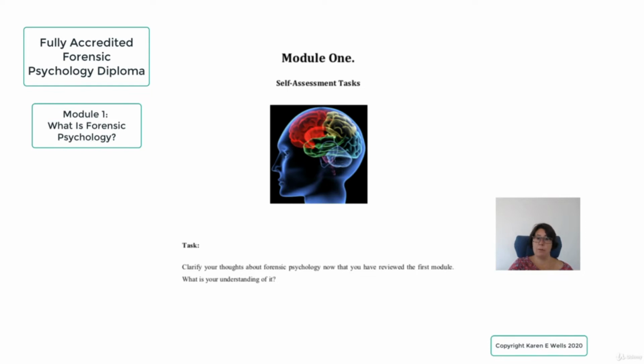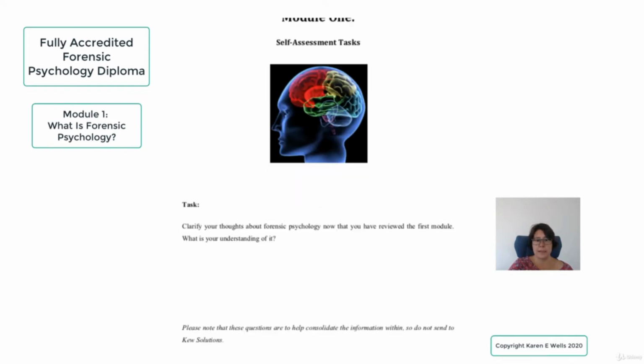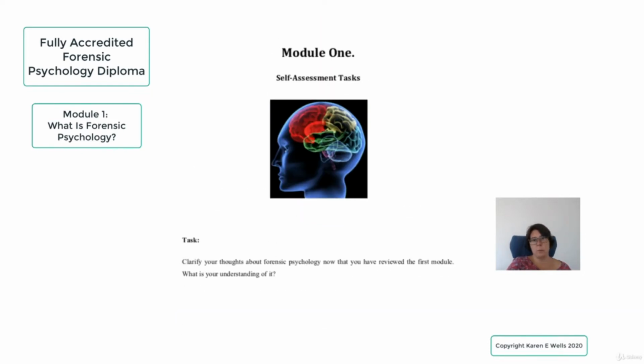So at the end now of Module 1, let's come to the self-assessment task. There's just one for Module 1, and that is clarify your thoughts about forensic psychology now that you've reviewed this first module. What, in your own words, is your understanding of it? Now, the self-assessment you don't need to submit to me. That's just really for your own reflection. It's just the final assessment at the end of the course that you need to do that. So once you've done this self-assessment at the end of Module 1, I'll see you on Module 2.